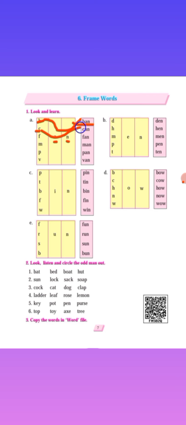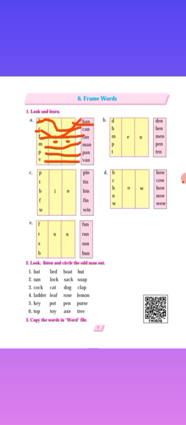Then F A N, fan. Okay, M A N makes man. P A N makes pan, and V A N makes van. Okay, so these are words which are made from A vowel and N letter, and here B, C, F, M, P, V are given. So from these letters and A vowel we can make these words ban, can, man, fan, pan and van.